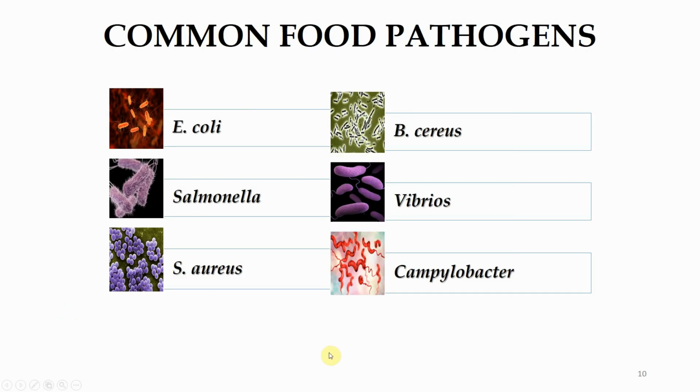Common foodborne pathogens include E. coli, Salmonella, Staph aureus, Bacillus cereus, Vibrio, and Campylobacter. Of these, Staph aureus and Bacillus cereus are two pathogens capable of producing heat-resistant toxins. So even if the food has been cooked properly, it will still cause food poisoning.